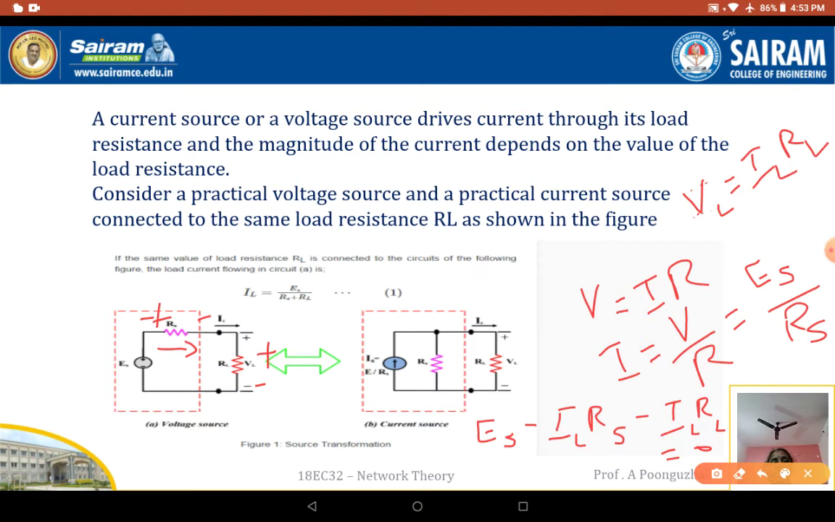Now if I find out what IL is, it is nothing but ES divided by RS plus RL. So I can substitute, VL is nothing but ES divided by RS plus RL into RL there. So your load current IL is nothing but, from this equation we can see that it is ES divided by RL plus RS.